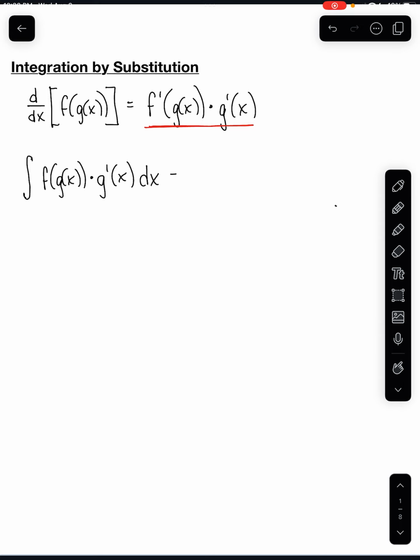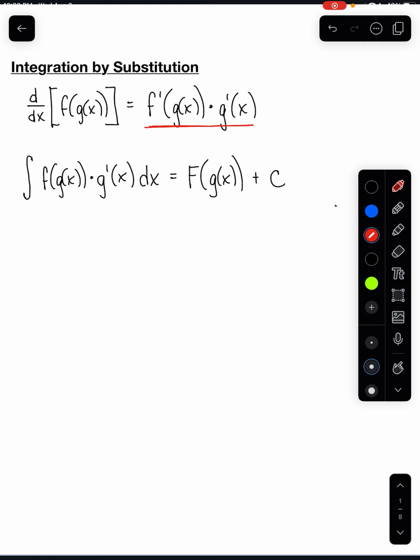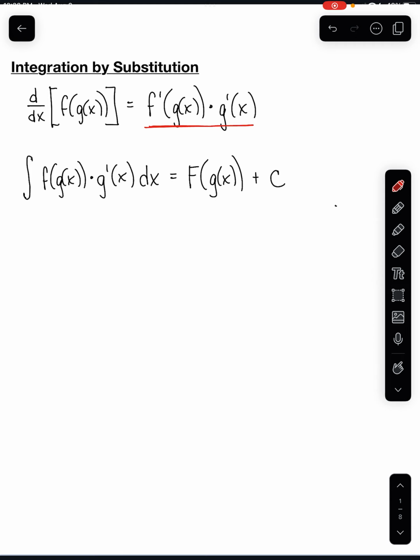And then if we do it properly, we should get the antiderivative of the outside function composed with the inside function, of course, plus the constant of integration. So the trick here is that what we are looking for is an integrand that has, first of all, a composition, and secondly, that has attached to it times the derivative of the inside function.